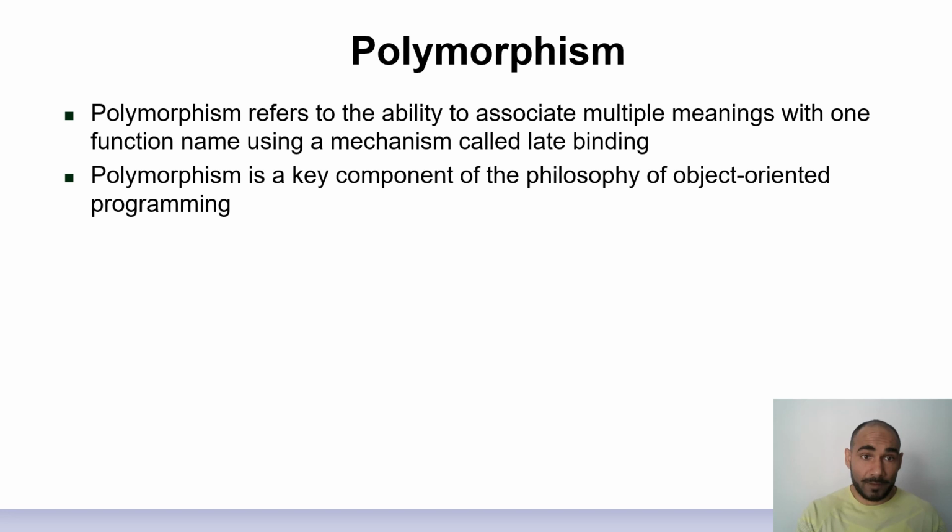Polymorphism. Whatever we saw in previous slides is an example of polymorphism. Polymorphism refers to the ability to associate multiple meanings with one function name, using the mechanism called late binding. This is a very powerful concept. Polymorphism is a key component of the philosophy of object-oriented programming. All right, so keep this in your mind.